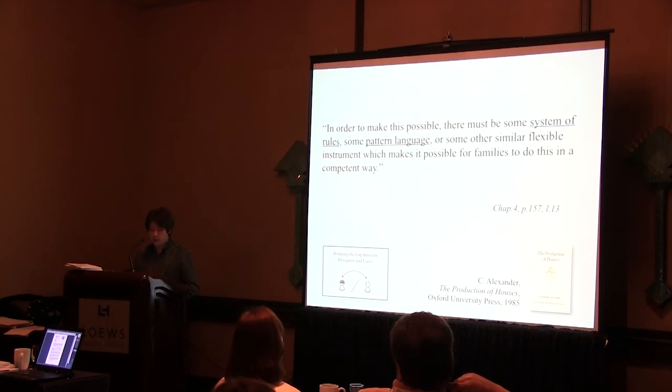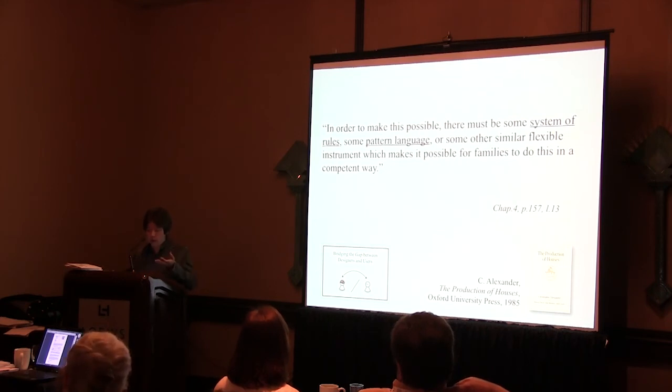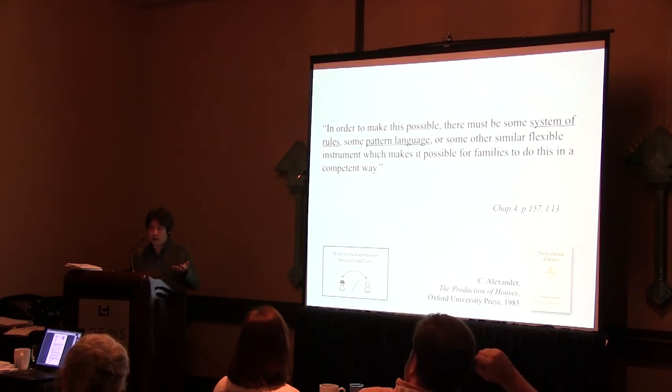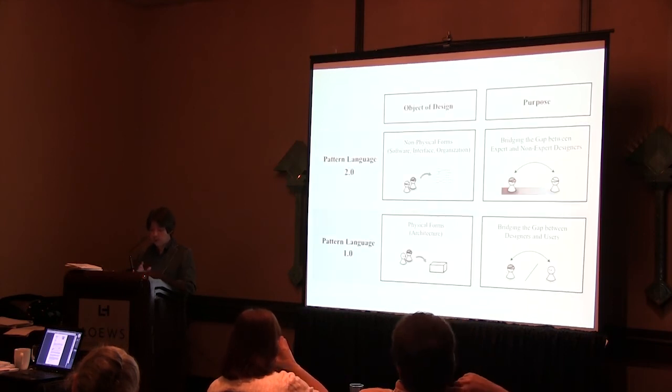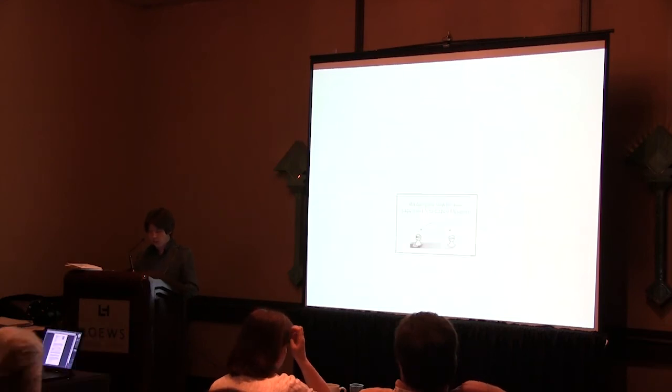In order to make this possible, there must be some system of rules, some pattern language, or some other similar flexible instrument which makes it possible for families to do this in a competent way. So he and his colleagues proposed a way to collaborate between the architect and the people who live in the town and the buildings. But the purpose is making a media for bridging the gap between the designers and the users.